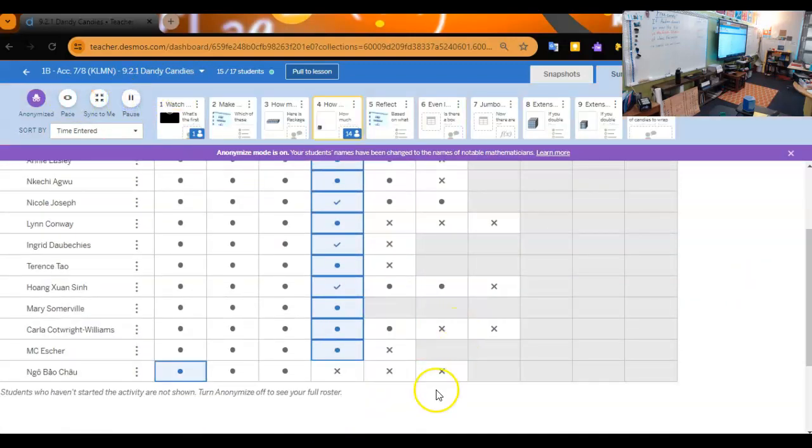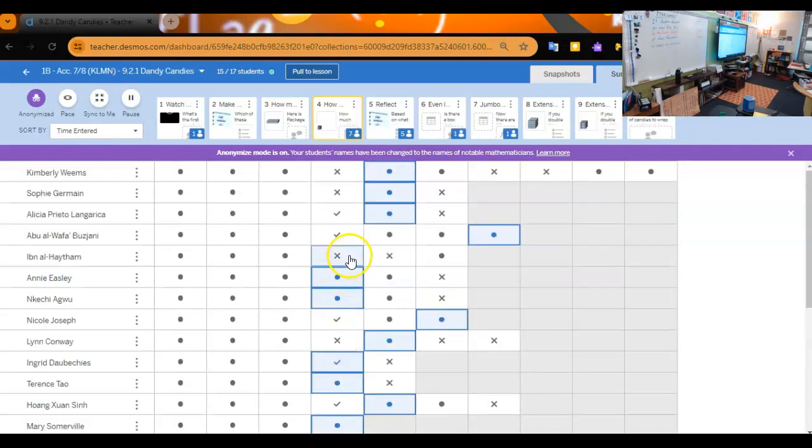Oh, my bad. So like MC Escher needs to go back and fix stuff. Bao Chow needs to go back and fix stuff. Kimberly Weems, Sophie Germain, all these famous mathematicians that did not get slide 4 correct. It's alright, even famous mathematicians make mistakes sometimes.